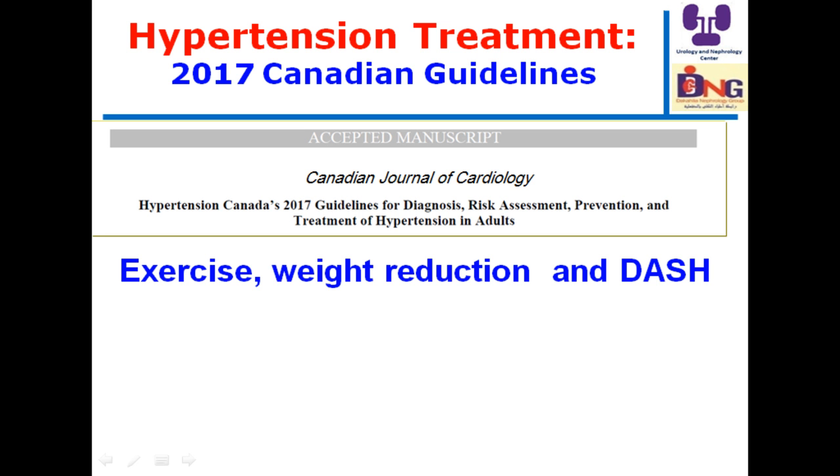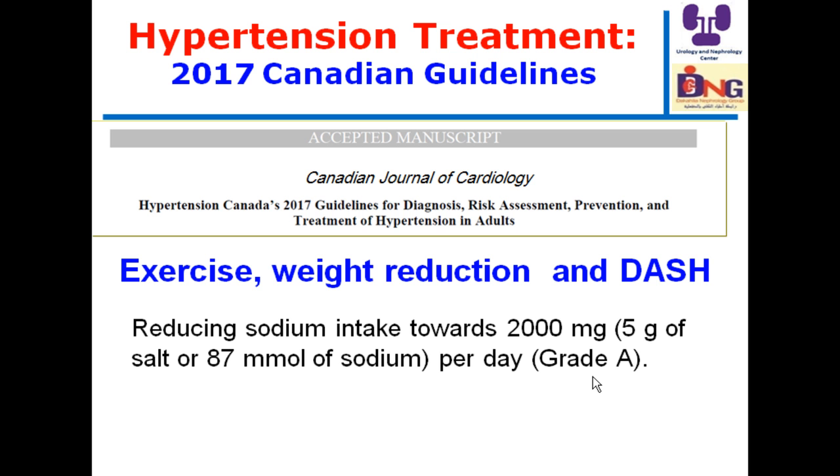Weight loss strategies should employ a multidisciplinary approach that includes dietary education, increased physical activity, and behavioral intervention. So exercise, weight reduction, and DASH. What is meant by DASH? Dietary Approaches to Stop Hypertension: less in calories, high in fibers, fruits and vegetables. Reducing sodium intake towards 2000 milligrams, this means 2 grams of sodium, that equals 5 grams of sodium chloride per day. And this is grade A evidence to cut down salt.